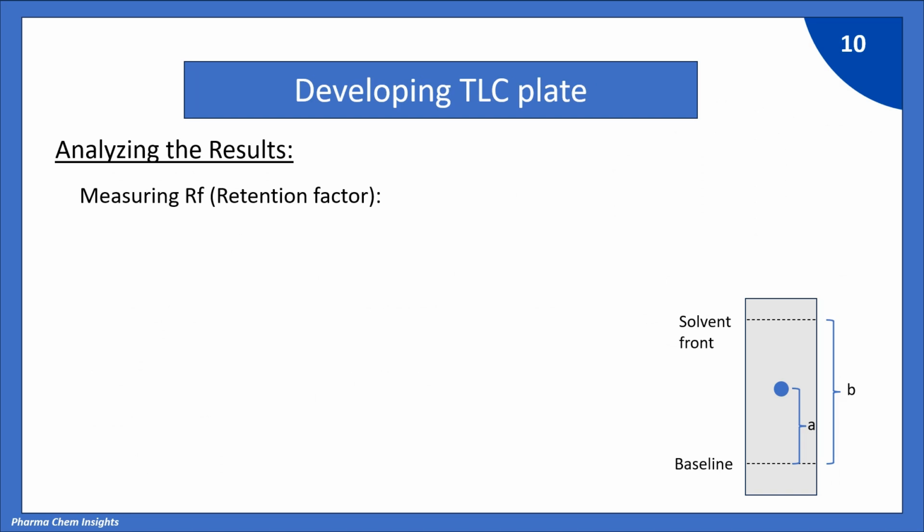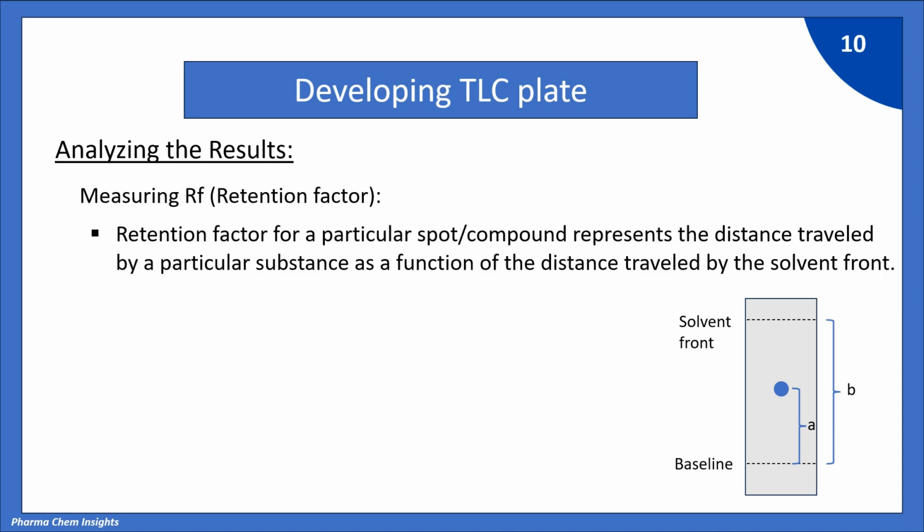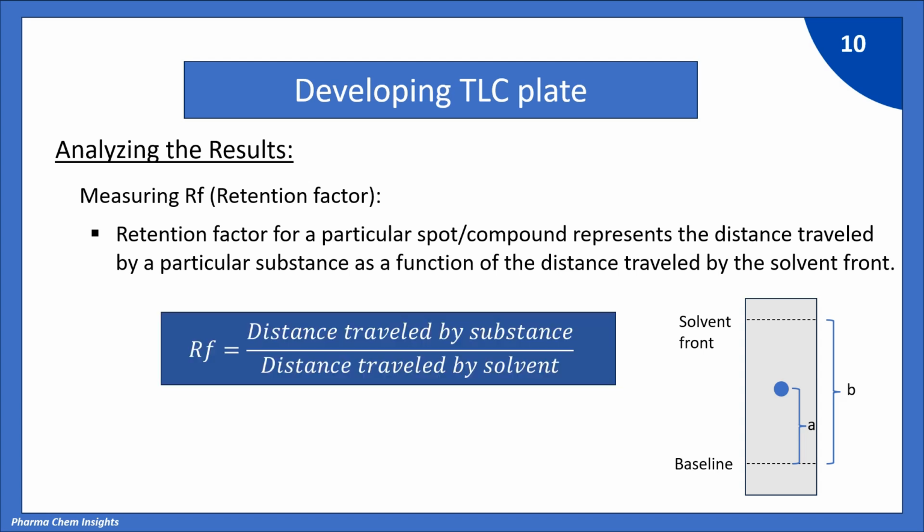Now let us see how to analyze the results. Measuring Rf, that is retention factor. Retention factor for a particular spot or compound represents the distance traveled by a particular substance as a function of the distance traveled by the solvent front. Here is the formula: Rf is equal to distance traveled by substance divided by distance traveled by solvent.